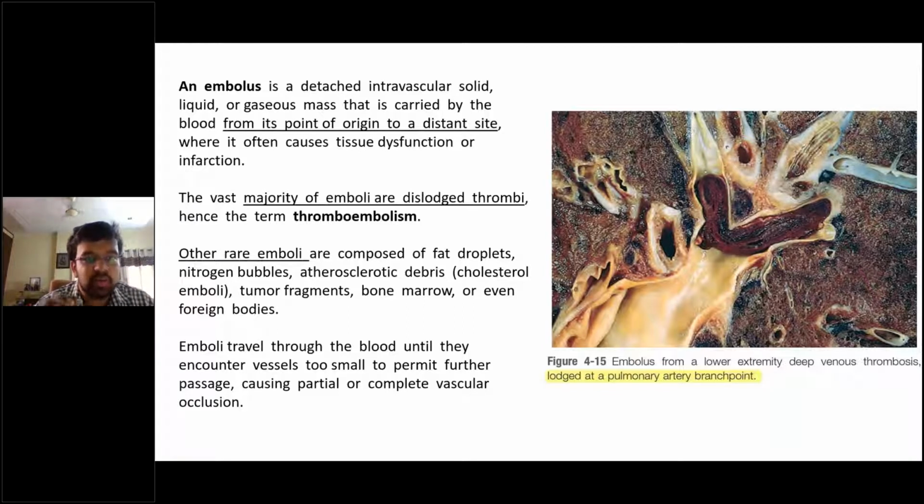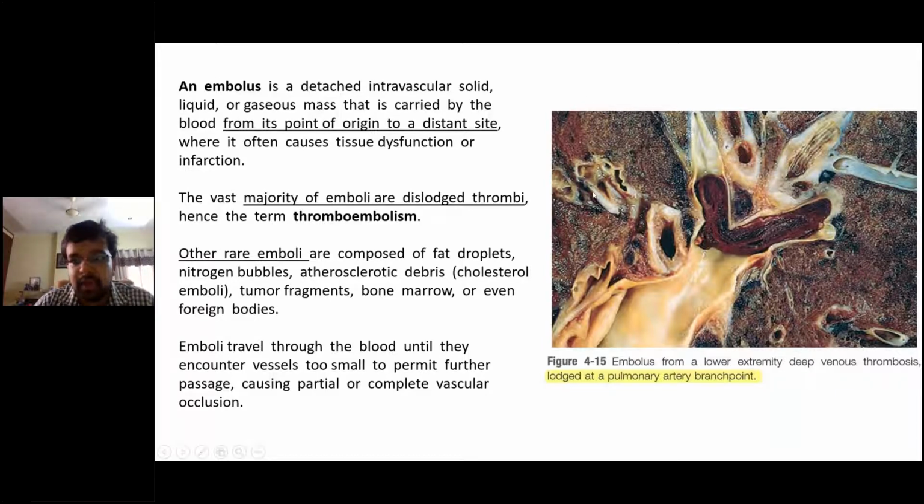Okay, so if the embolus is dislodged from a thrombus, the term would be thromboembolism. A vast majority of emboli are dislodged from thrombi. This is thromboembolism, but emboli can also occur without a thrombus. That is, there are some other rare emboli that are composed of fat droplets, nitrogen bubbles, atherosclerotic debris, tumor fragments, bone marrow, or even foreign bodies. These emboli will travel through the blood until they encounter vessels too small to permit further passage, causing partial or complete vascular occlusion. So the main thing to remember here is that emboli dislodged from a thrombus from its point of origin to a distant site, the term we use is thromboembolism.